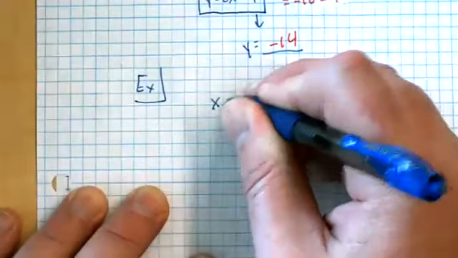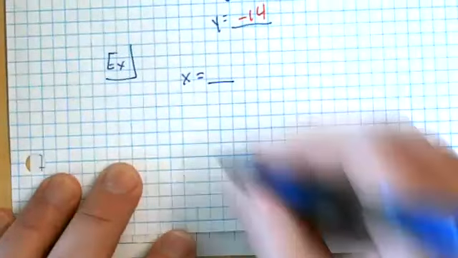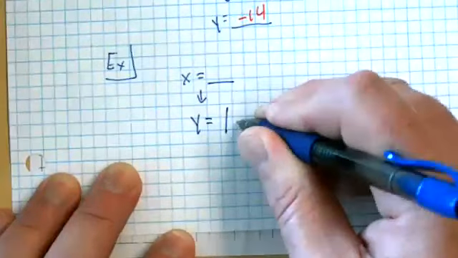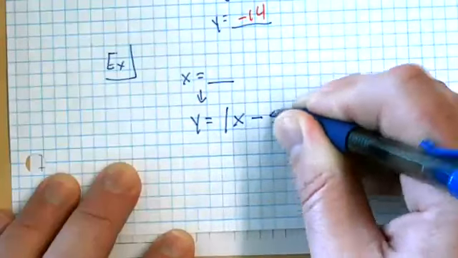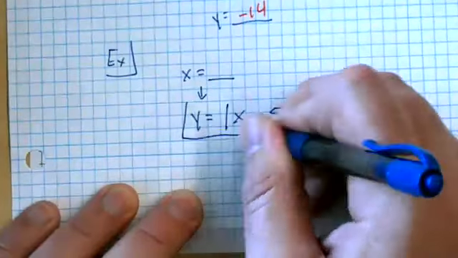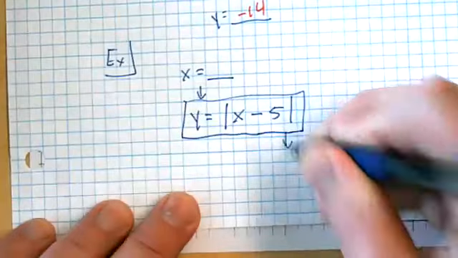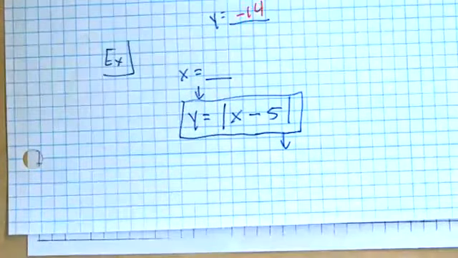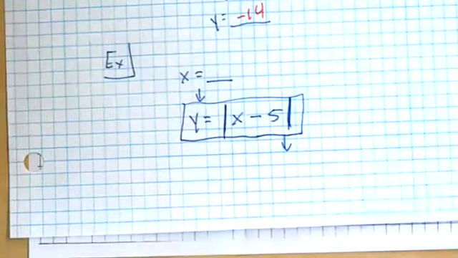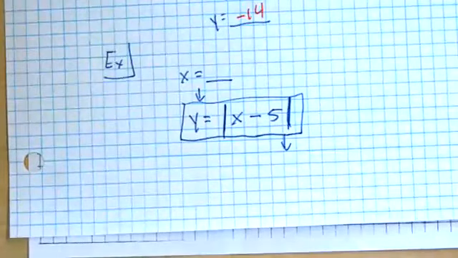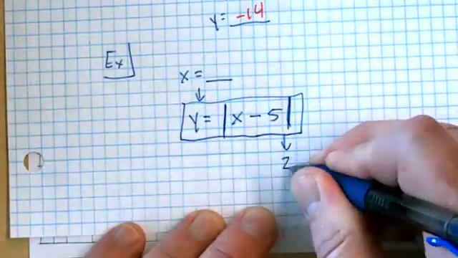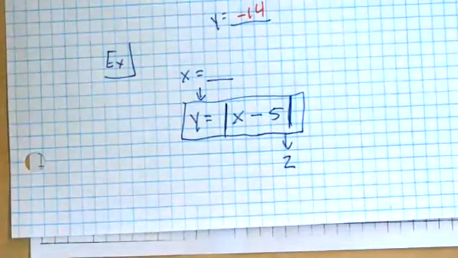That's okay. This is going to be one of those ones where I ask you for the input. I'm going to tell you the outputs. My function machine is Y equals the absolute value of X minus 5, and my output is 2. See what you can do with that.